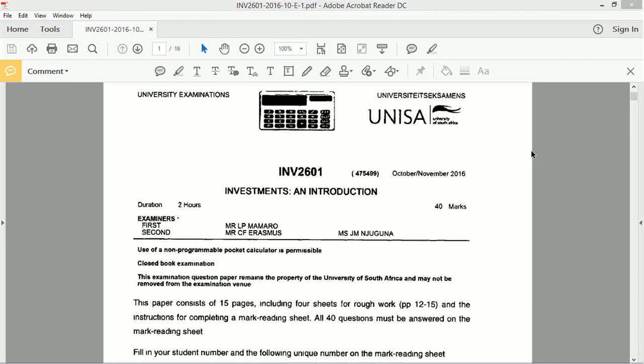Today we're going to be looking at INV2601. I'm going to be looking at another past paper. This past paper is October-November 2016. Remember, exam technique is very important.